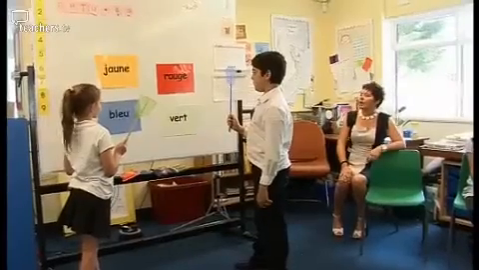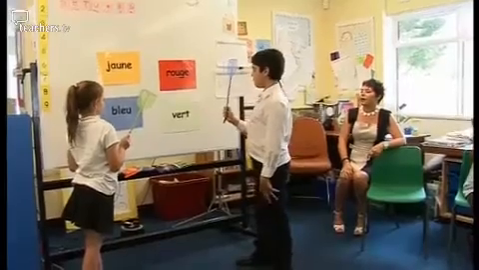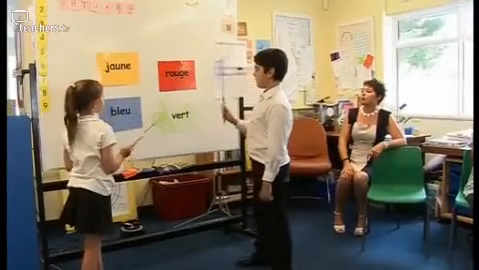Then we move on to a reading activity. This is called the fly swat game, and once again it's a team game. One child from each team comes and stands in front of the board, in front of the words on the board, holds a fly swat. When I shout out the colour, they have to whack that particular word with their fly swat.